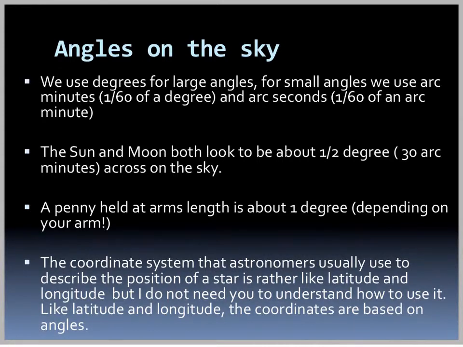Now, the coordinate system that astronomers use is a lot like latitude and longitude. I don't need you to understand how to use it in this course, but I just want you to understand what it is. And like latitude and longitude, the coordinates are based on angles.